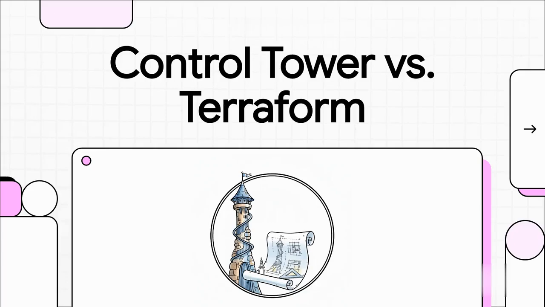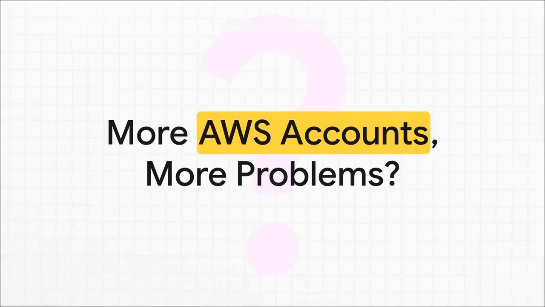Have you ever looked at your AWS environment and felt like it's a house that's been renovated a dozen times, but without any blueprint? You know there has to be a better way to organize it all, but where do you even begin? Well, today, we're diving into two super powerful tools designed to bring order to that chaos: AWS Control Tower and Terraform. Let's get into it.